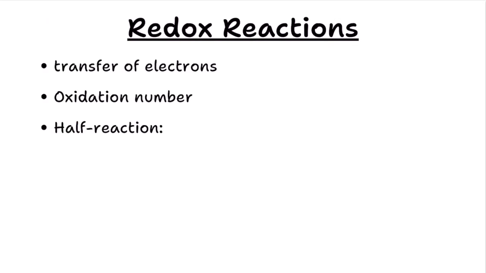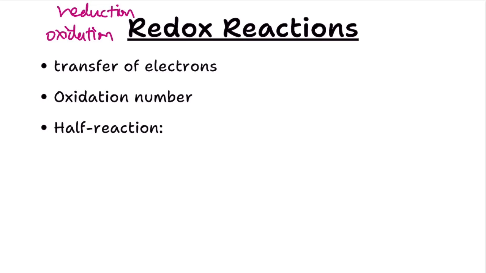The redox reaction. Redox is an abbreviation for reduction-oxidation reaction. So it means that two types of reaction occur at the same time, and it is defined by the transfer of electrons between two species. By transfer of the electrons, the oxidation number changes. And we can write the redox reaction as two half reactions, one reduction and one oxidation.